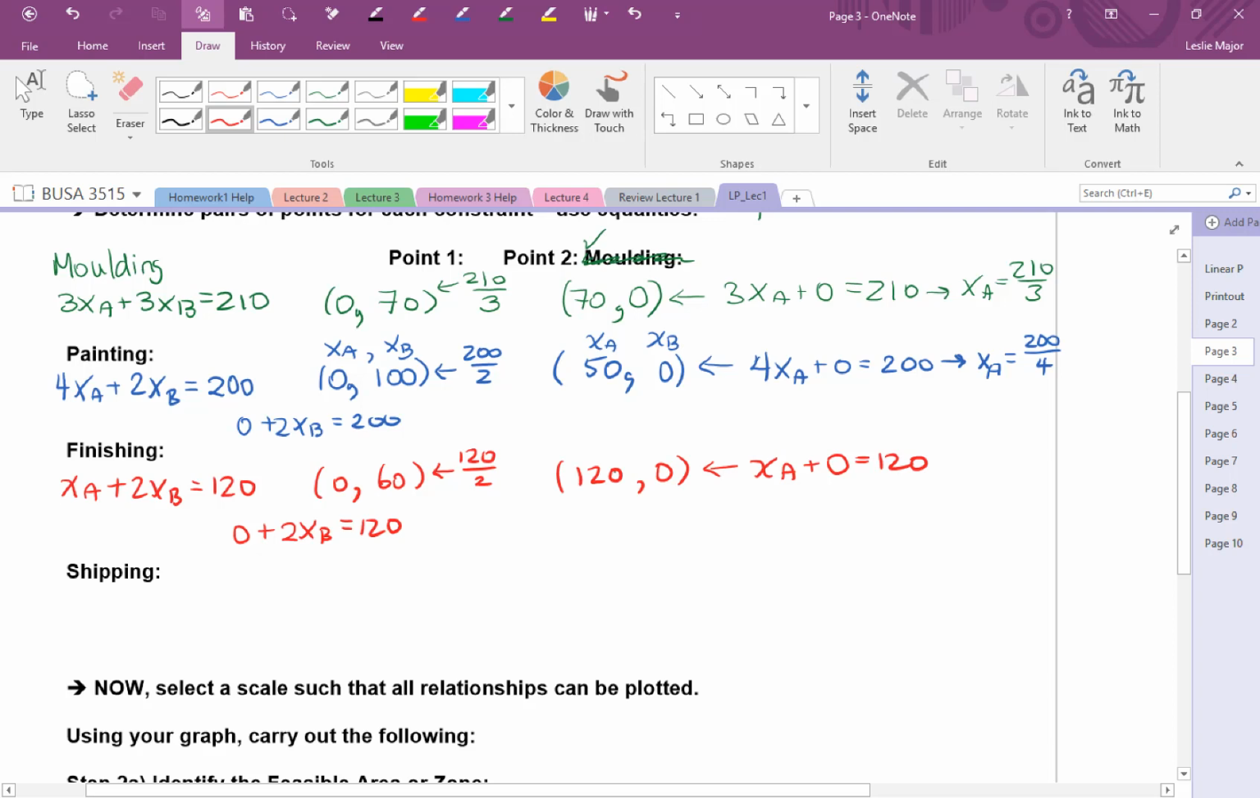That gives xa at 120. Okay, so let's put those 2 points on our line for finishing. So again, when xa is 0, xb is 60. When xa is 120, xb is 0. Okay, let's put that on our graph.